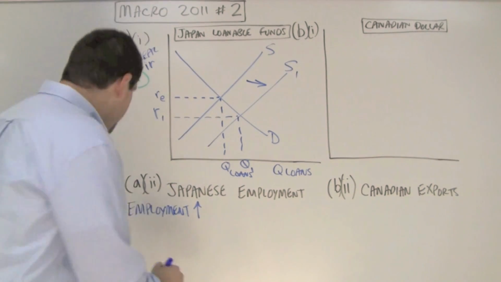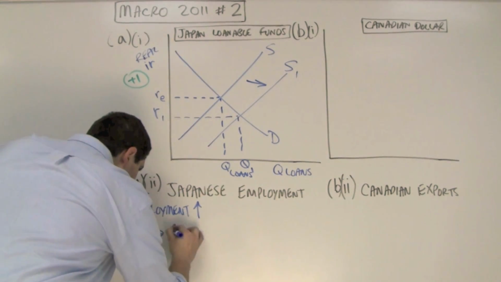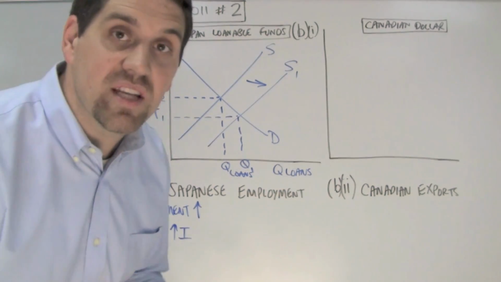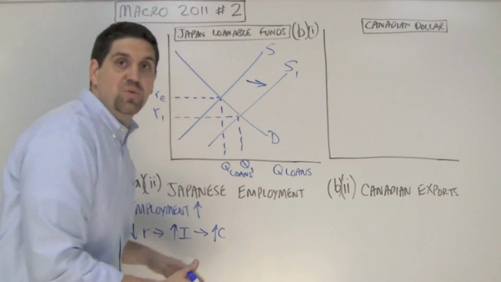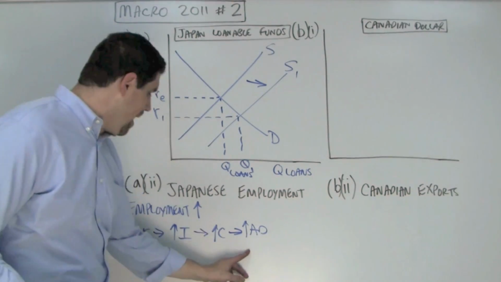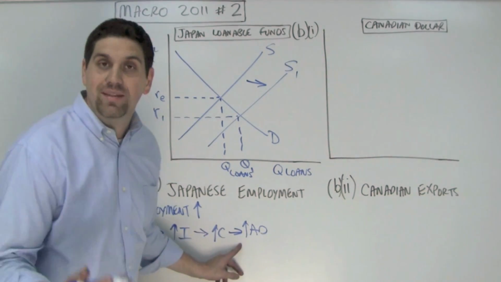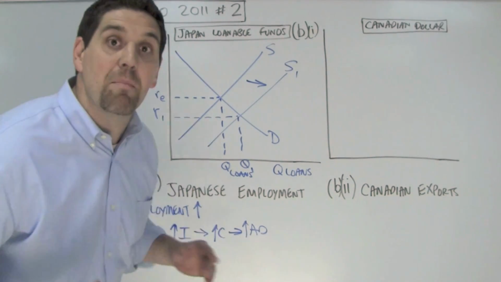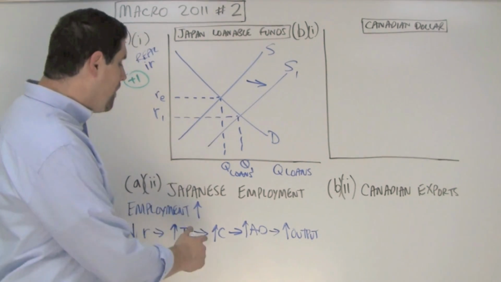The reason why is because a decrease in the interest rate is going to increase investment. A business is more likely to take out a loan if interest rates are low. It'll also increase consumption spending for interest-sensitive goods like cars. This will increase aggregate demand because both of these are shifters of aggregate demand. And an increase in aggregate demand means increased output, which means increased employment. So that right there is worth 2 points. 1 point for saying employment is going to increase, 1 point for saying how.